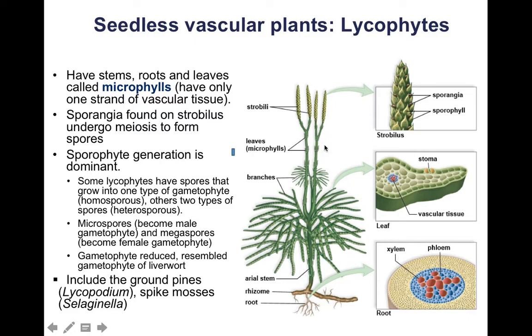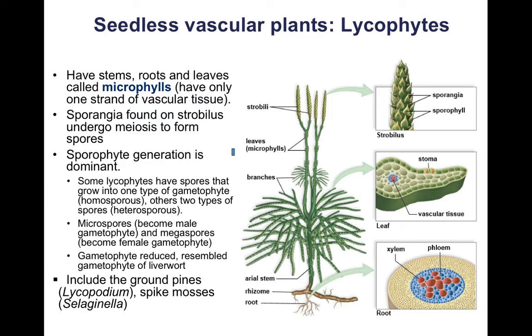And the sporangia, so the spore-producing tissues, the cells that are going to undergo meiosis to produce spores, are found in a structure called a strobilus, or strobili for plural. Again, the sporophyte generation is dominant. And some of the lycophytes have spores that grow into one type of gametophyte. Those are called homosporous. Others have two types of spores called heterosporous, though most of them are homosporous. Again, the microspores become the male gametophyte, and the megaspores will become the female gametophyte and produce the appropriate type of gamete.